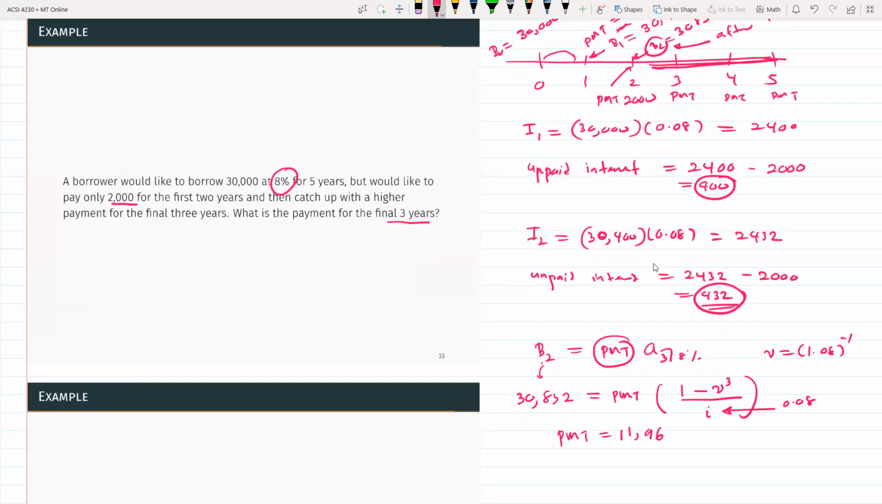So the payment is about 11,000. You can use your calculator, okay? I just did this one with the formula. How do you do this in the calculator? You have present value 30,832. Future value is 0. Payment is what you need. N is 3. I/Y is 8%. C/Y, P/Y is 1. And you are looking for payment. Okay. You can use your calculator, but I used the formula.